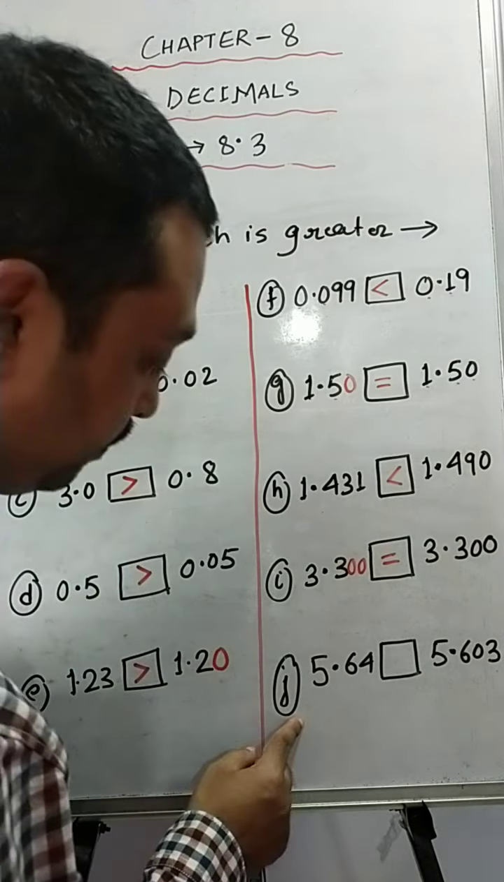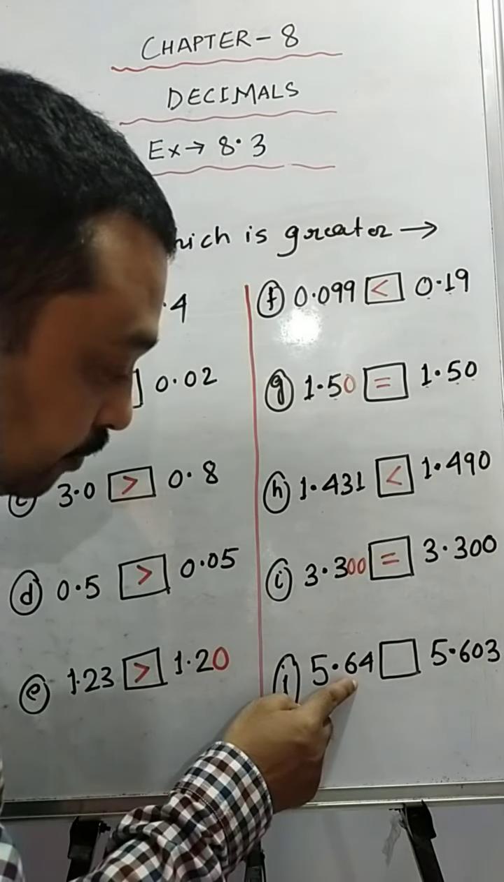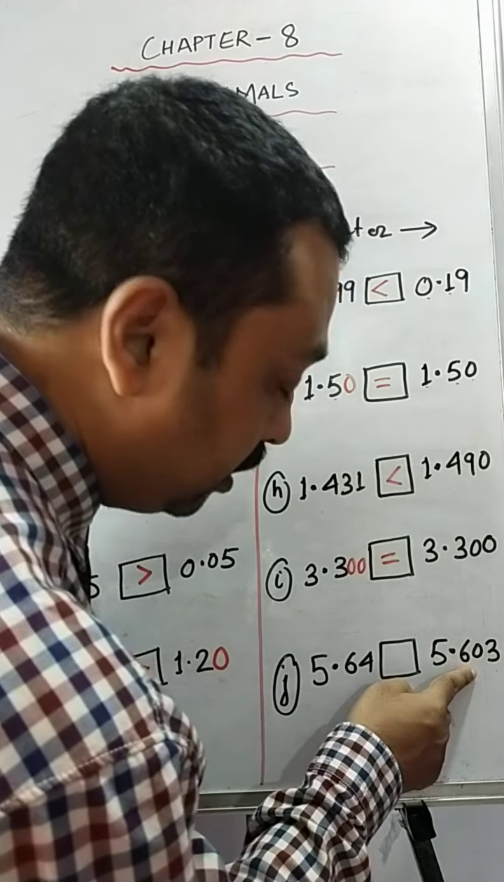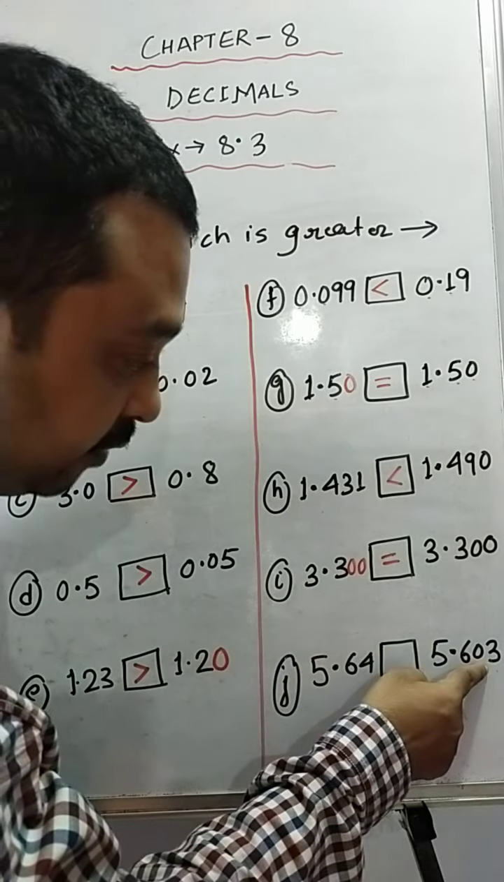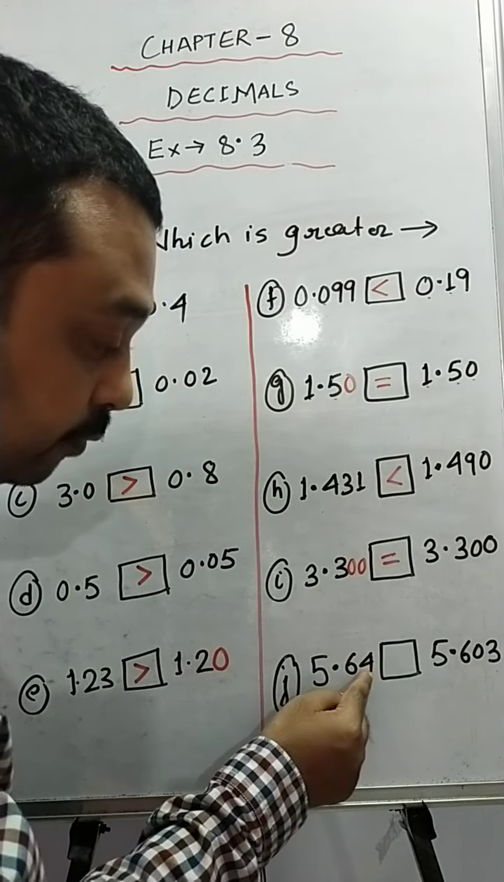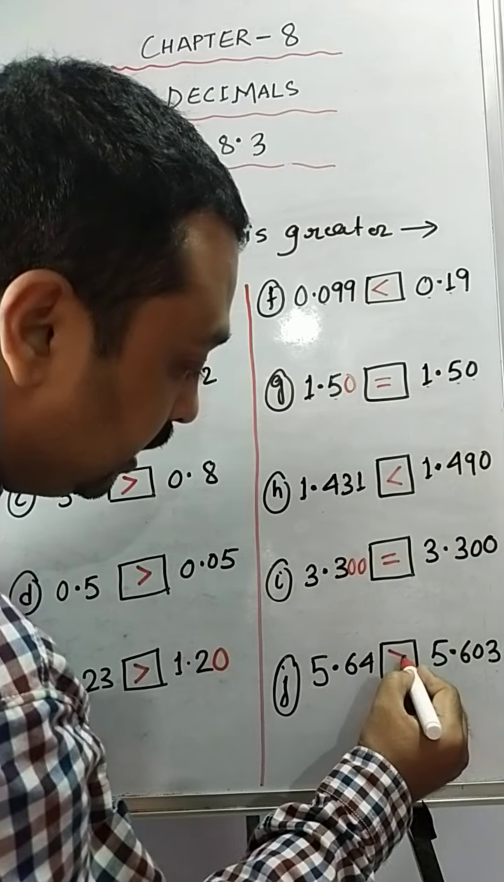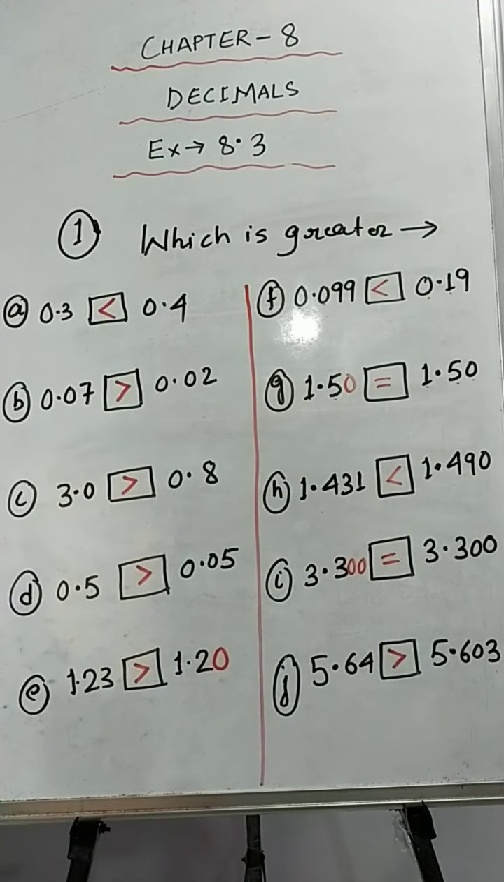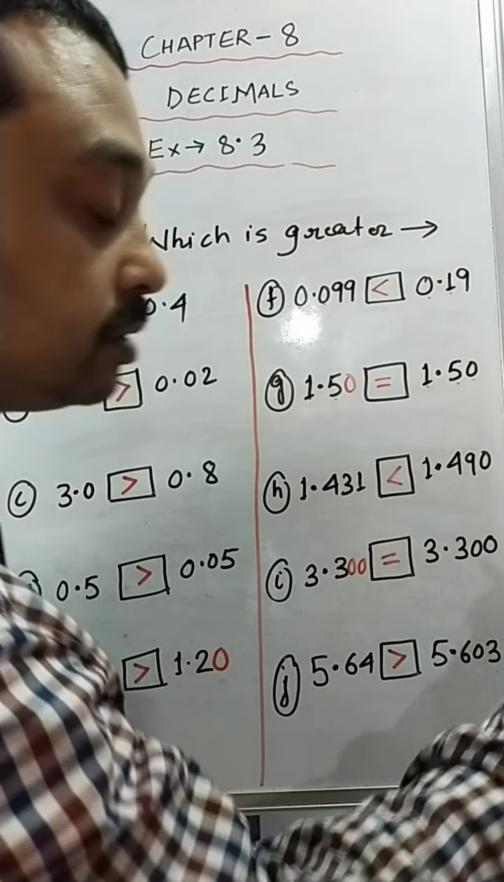Now last sum. 5 whole part, here also whole part is 5. What is there in the 10th part? 6. We have 6 here also. Now the 100th part is what? 4. And what do we have here? 0. So which one is greater? 4 or 0? Obviously 4. So which sign will we put here? Greater than sign. Fine. So that means 5.64 is greater than 5.603.